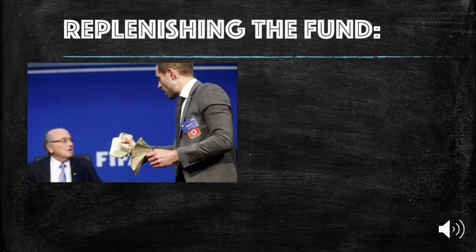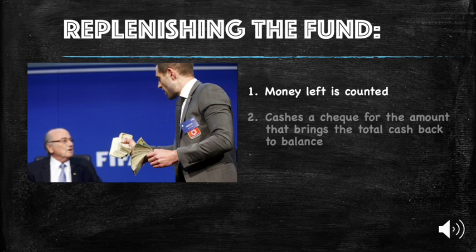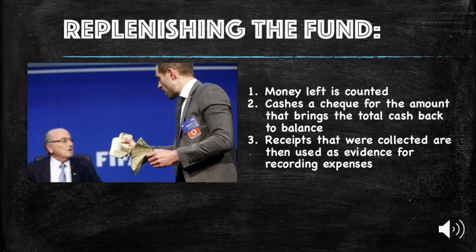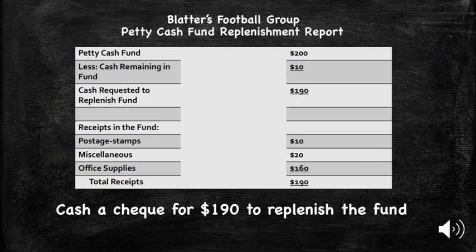However, the fund is getting a little bit low, so now we need to count the money that is left and also cash a check to bring the fund back to the $200 total. And the receipts that Seth has been collecting are used as evidence to record the expenses. As you can see on the replenishment report, $190 is the cash requested as there's $10 left in the fund. Therefore, the total receipts are also $190 and we can cash the check and replenish the fund as there are no discrepancies.